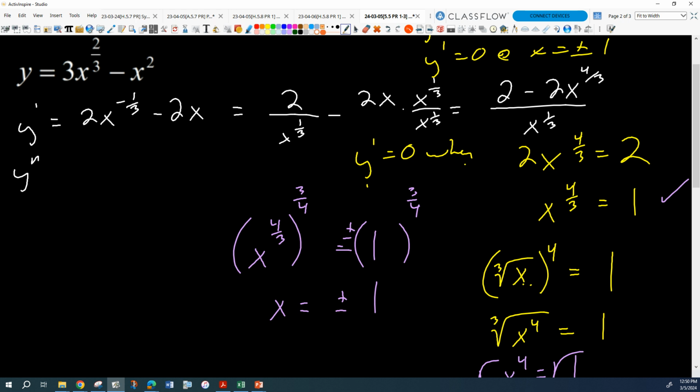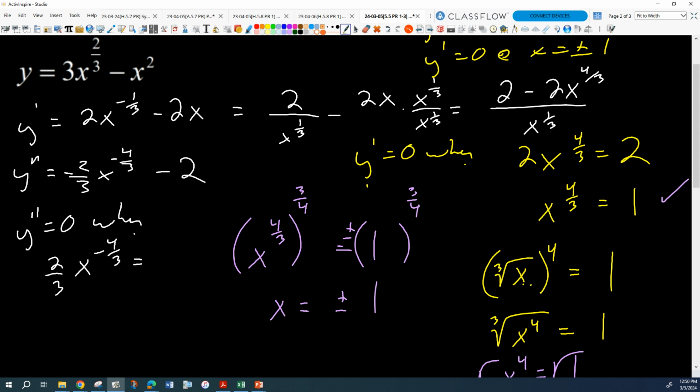What's y double prime? -2/3 x to the -4. No. Right? Yeah, -4/3. -4/3. Good. -2. -2. Okay, so where is that going to equal 0? So y double prime equals 0 when x equals that whole thing, -2/3 x, all that equals 2. Right, okay, so when 2/3 x to the minus 4/3 equals -2, yeah, okay?